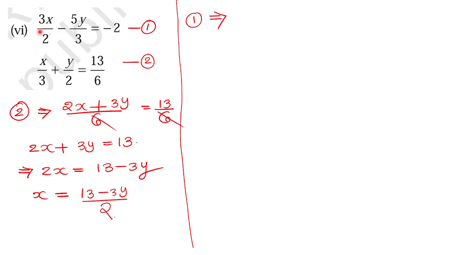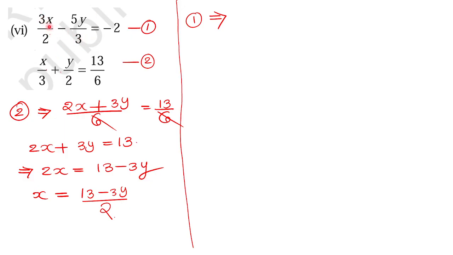Or you may simplify this first. Let us try to avoid the fractions. After that you may substitute x equal to. I think that is convenient. Okay, so let me simplify first, and after that I will substitute. Let me avoid the fractions. Let me do the cross multiplication.